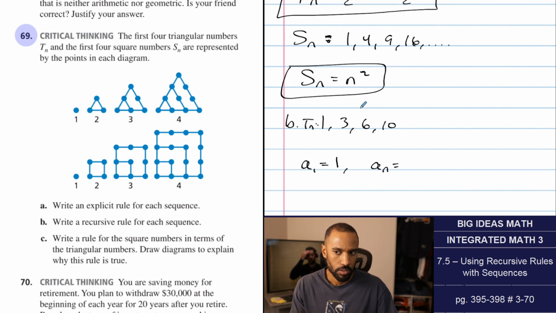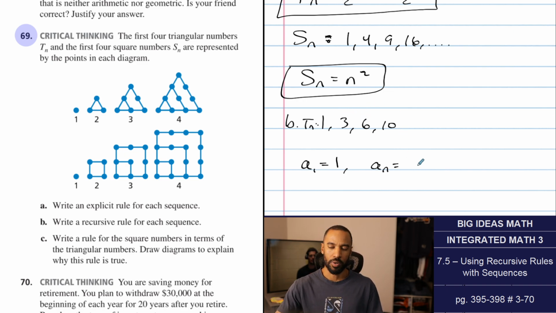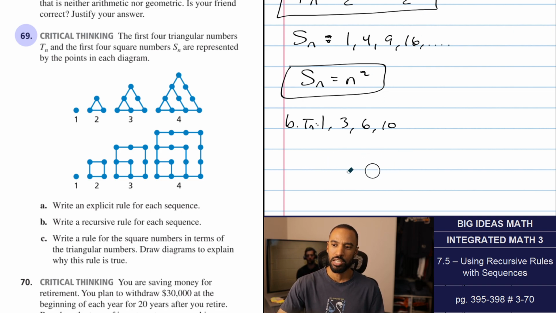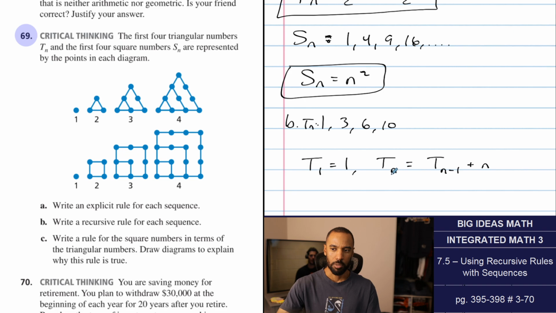So, oh, no, you can just add your term that you're doing. For the second term, you're adding 2. The third term, you're adding 3. So we can just say, let's do t. T sub 1 is 1. T sub n takes your previous term, and I think it just adds n to it. 1 plus the term, for the second term I'm adding 2, for the third term I'm adding 3. So yeah, we're just doing that for this one.